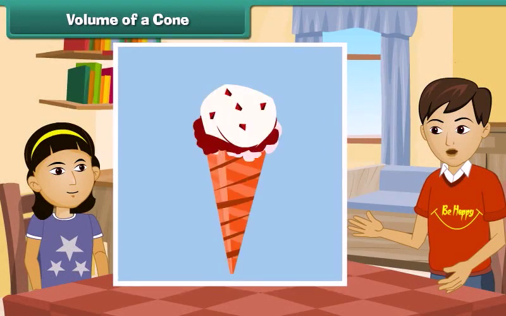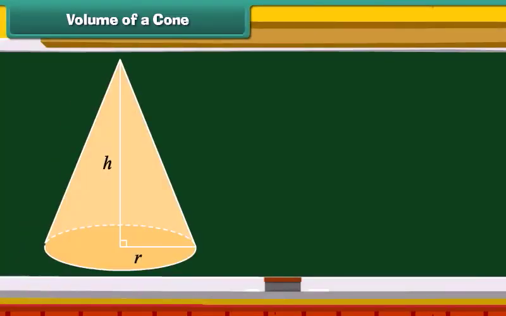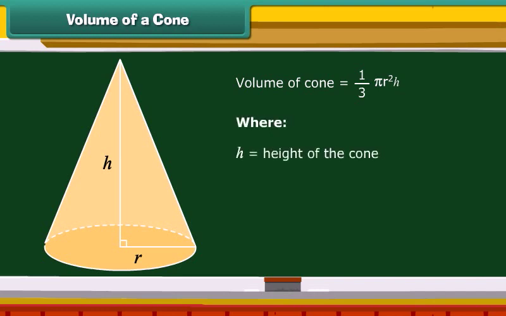Wow, yummy ice cream! Have you ever wondered how much ice cream it would take to fill up a cone? Have a close look at its cone. It has a round base which narrows to a point. Are you interested in measuring its volume? The volume of a cone is simply given by 1 by 3 pi r squared h, where h is equal to the height of the cone and r is equal to the radius of the circular base of the cone.